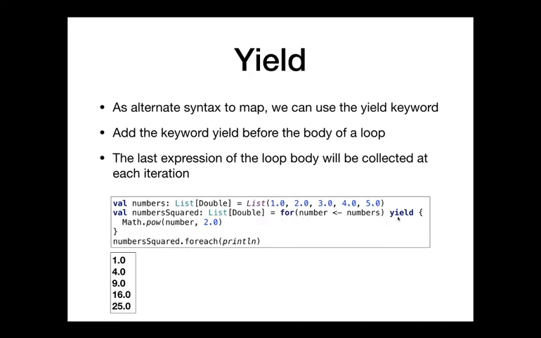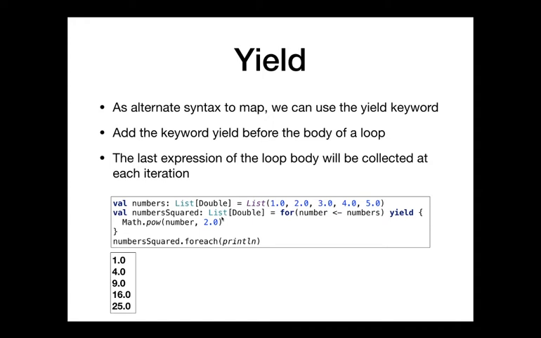If I iterate over these numbers and put yield, like we saw last time, right after the start of a for loop, where I set up the iteration, and before the body of that loop, I'm going to put that keyword yield. What this is going to do is take the last expression that's evaluated during each iteration of the loop, collect all those into a data structure, and return that data structure. So now I'm iterating over these values, and I'm yielding the squared values of each element, and doing the exact same thing that I did with map, but using a little different syntax.